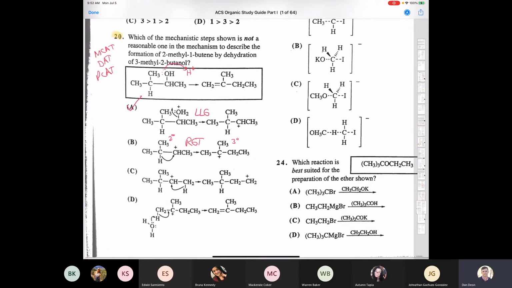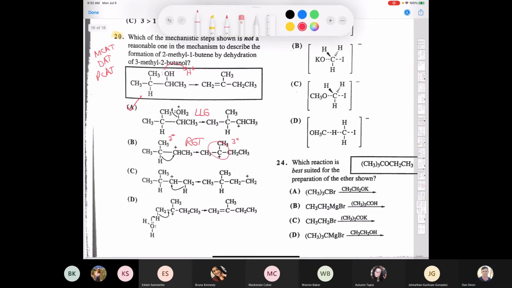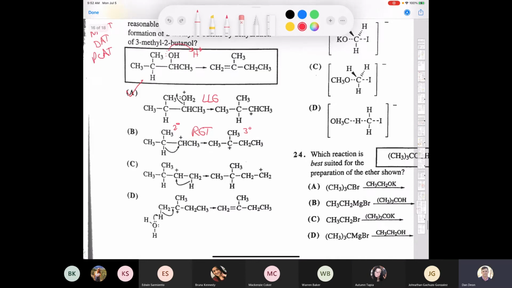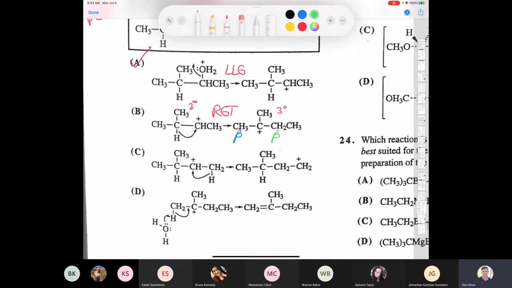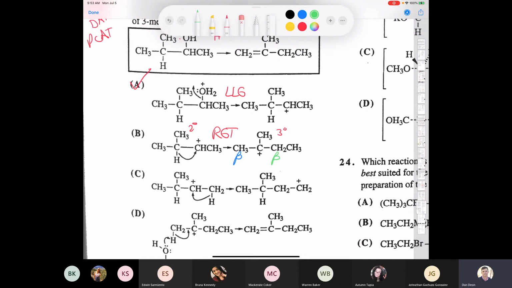D is the elimination, right? After you form this carbocation, D would actually be the last step in the mechanism, because you'd have to take that tertiary carbocation and you have two types of beta protons. You've got these beta protons here and you've got these beta protons here. Now I know your knee-jerk reaction is to pull off the proton in green to make the Zaitsev product, but they're showing a Hofmann product. So for that, you'd have to pull off the proton in blue, and so D is totally reasonable.